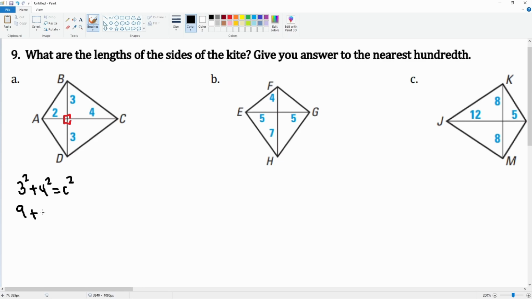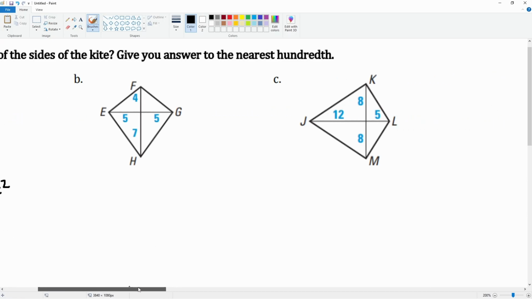So this is 9 plus 16 equals c squared. 9 plus 16, which is 25. So c equals 5 here. So this is 5. This is 5. 2 and 3. So 2 squared plus 3 squared equals c squared. 4 plus 9, so 9 plus 4, 13. So this is radical 13, and this is radical 13 as well.